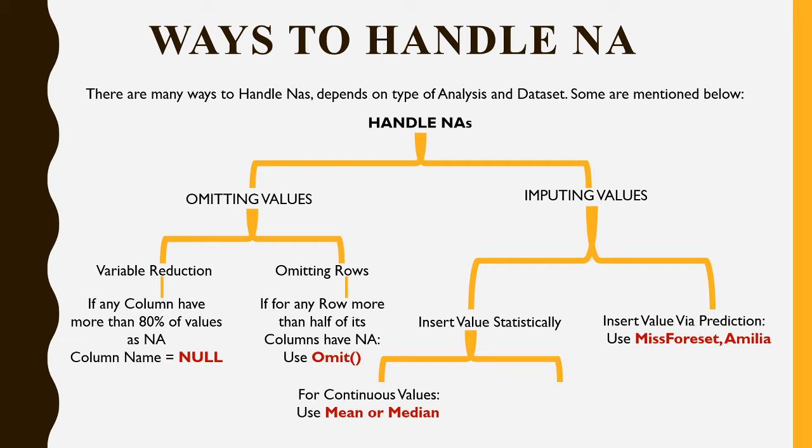Now, if we are talking about inserting values in a statistical manner: if the column in my data which has the NA values contains continuous values, then we will use either the mean or the median method to impute the values. Whereas if the column which has NA values is a categorical, discrete column, then we need to use the mode for inserting the values. I thought you might be getting my point, that handling NAs can be done either by omitting or by imputing. Most of the time we need to use the imputing manner.